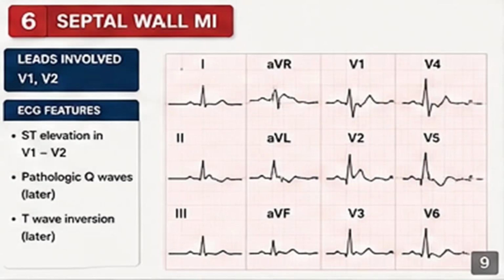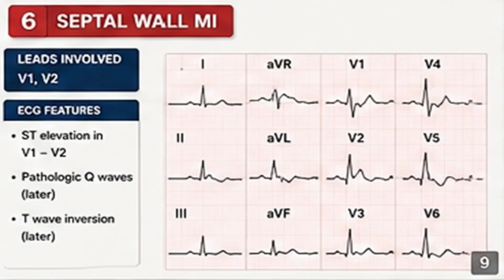Septal wall MI. Basically, the septum separates the right and left ventricles. The septal infarction mainly affects leads V1 and V2. Now look for ST elevation in V1 and V2, pathological Q waves later, T wave inversion during healing, and septal MI often occurs together with anterior wall MI because both involve the left anterior descending artery.